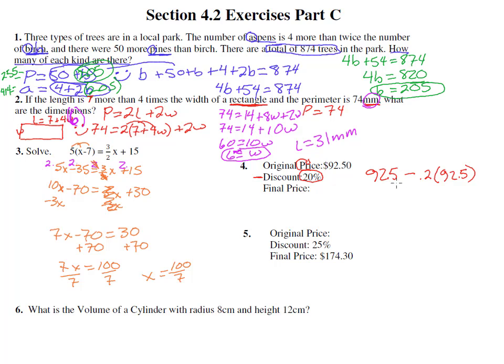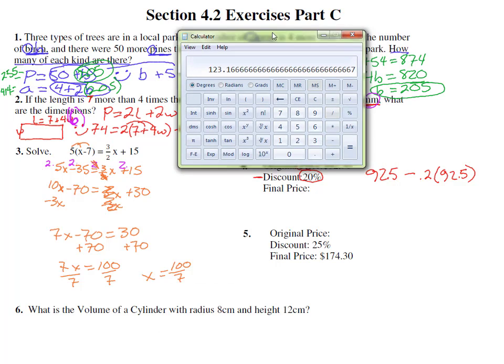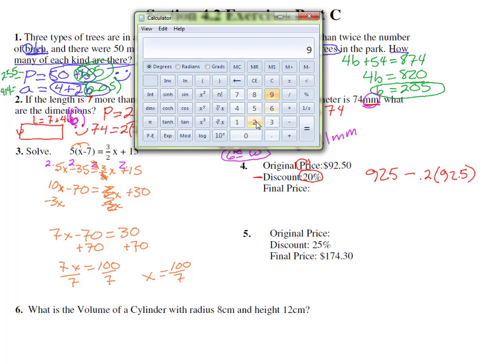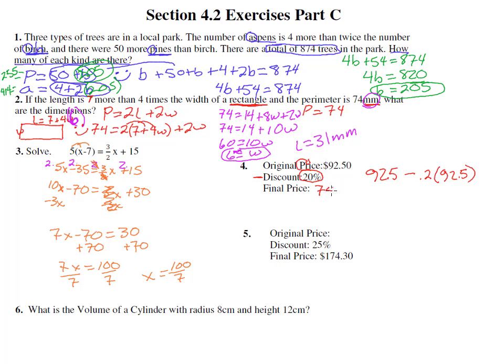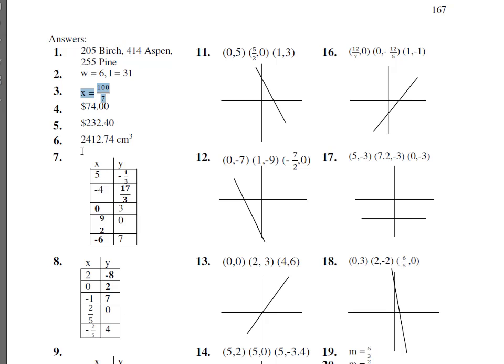We can do that just in our calculator. We take 92.50, subtract off 0.2, that's 20%, of is times 92.5 equals 74. So the final price is $74. Let's check our answer. It is $74.